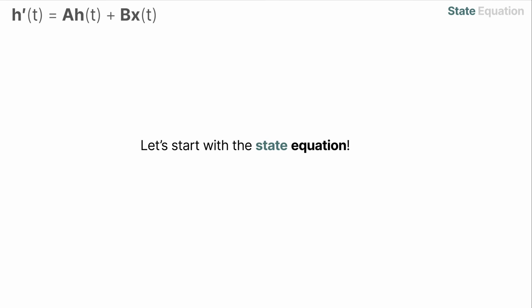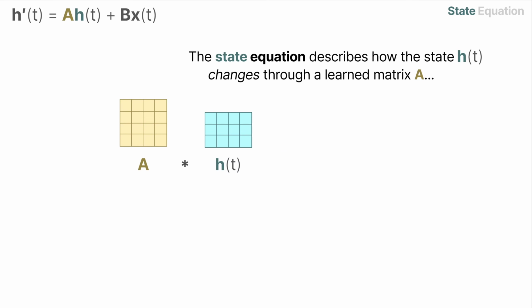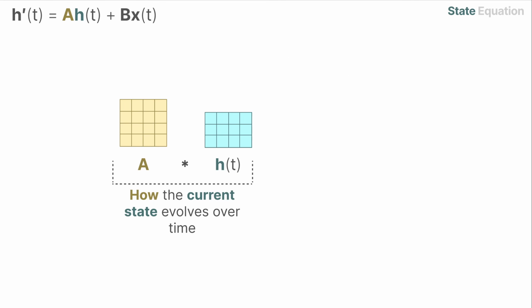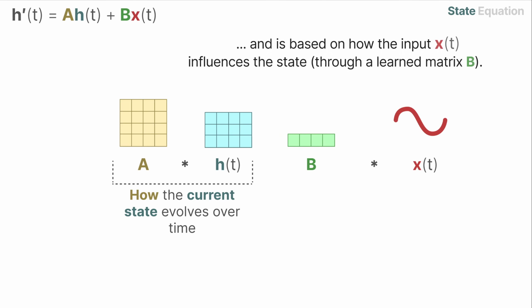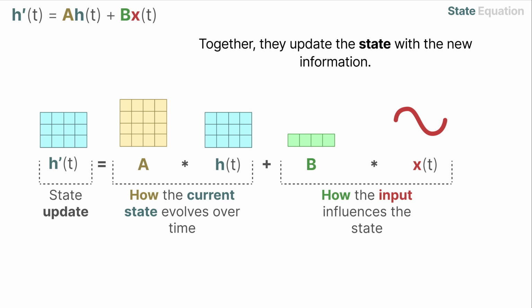Let's start with the state equation. The state equation describes how the state, h of t, changes through a learned matrix A. It is how the current state evolves over time, and is based on how the input, x of t, influences the state through a learned matrix B, which is how the input influences the state. Together, they update the state with new information.